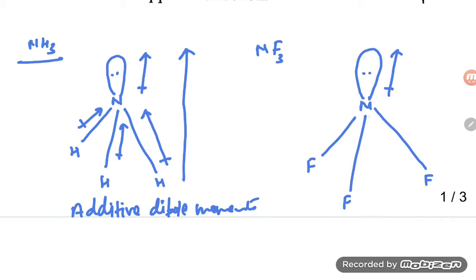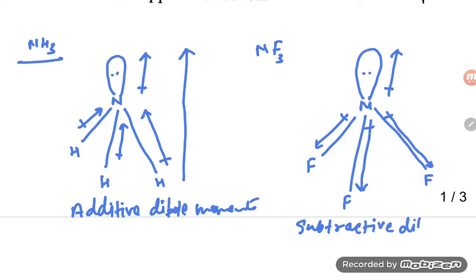Now here you see, comparing nitrogen and fluorine, fluorine is more electronegative than nitrogen. So here the dipole moment will go in this direction, this dipole moment in this direction, and this dipole moment in this direction. So this will be, students, subtractive dipole moment. This is the subtractive dipole moment, right?